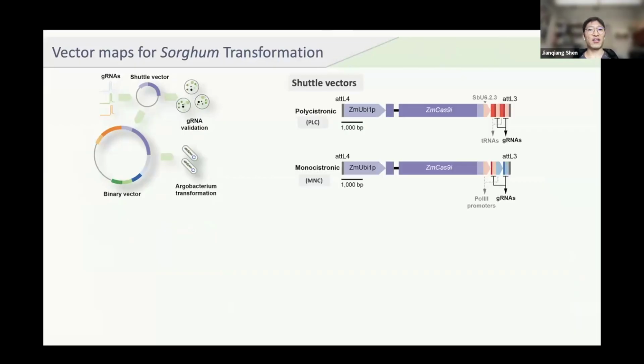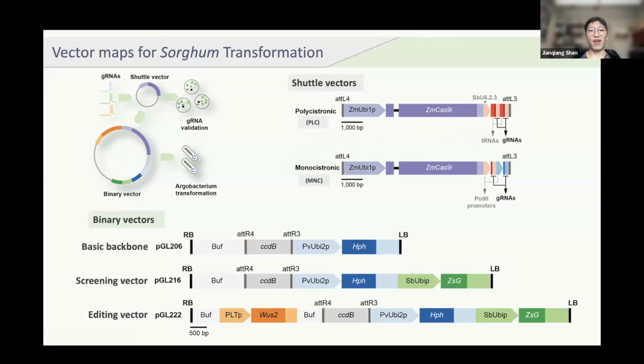In the shuttle vector, it includes the Cas9 gene, as well as the guide RNA expression cassettes, including the polycistronic one using tRNA as a spacer, and also the monocistronic one, which means one guide RNA driven by one promoter. As long as we insert our own customized guide RNA, we use them for protoplast transfection for validation, and then we move the whole expression cassette to the binary vector.